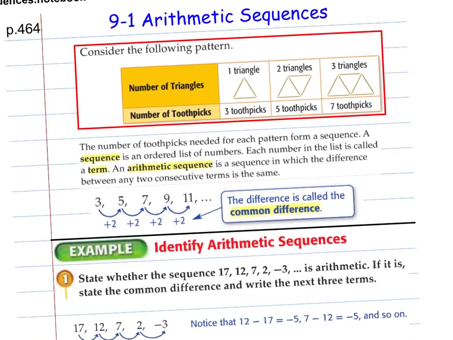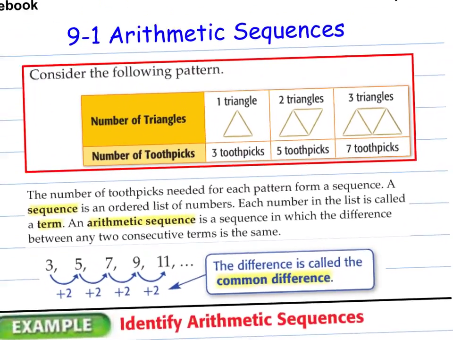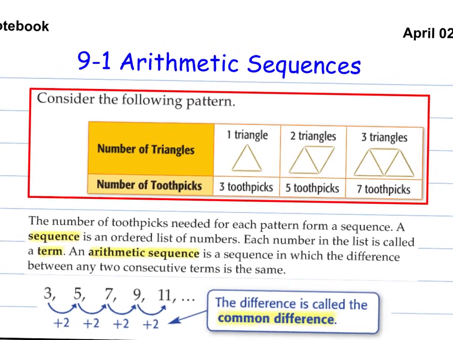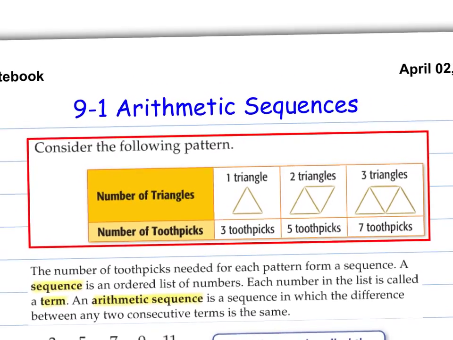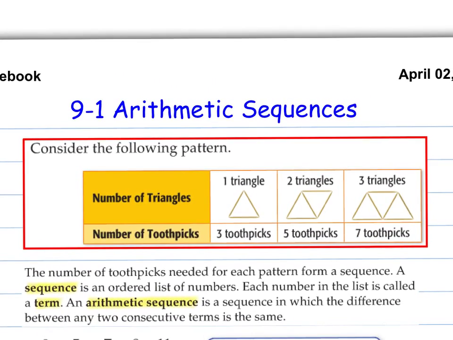Arithmetic sequences. We're going to first consider the following pattern, a pattern of toothpicks. Notice the number of triangles. To make one triangle, it takes 3 toothpicks. To make 2 triangles, it takes 5. And 3, it takes 7. So what we notice is that for every 1 triangle, we have an additional 2 toothpicks after the beginning 3 toothpicks.